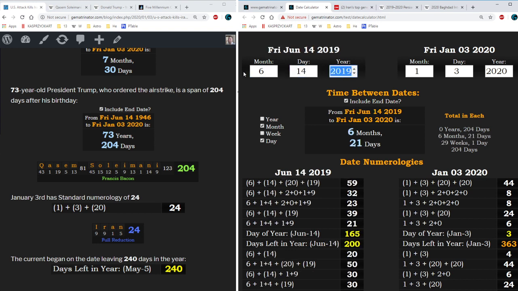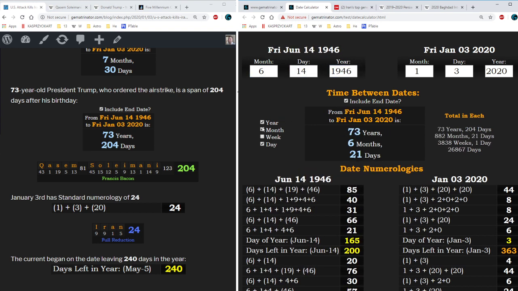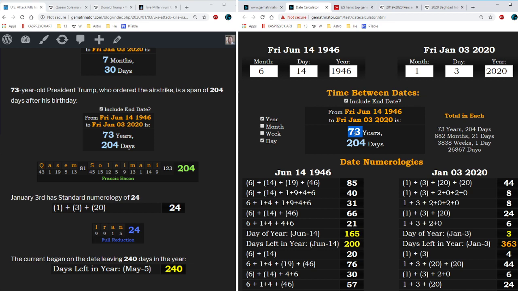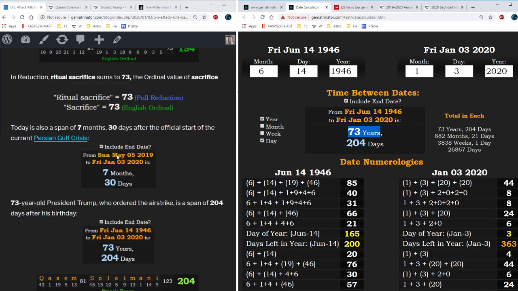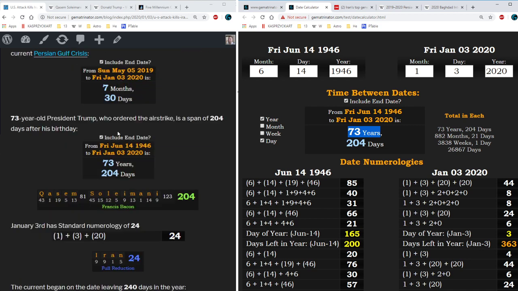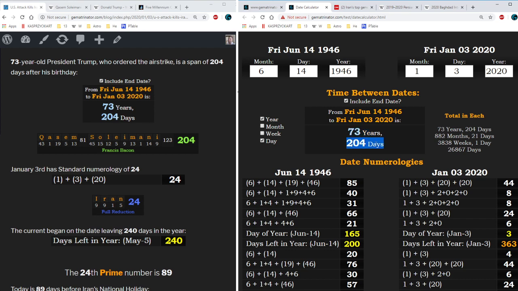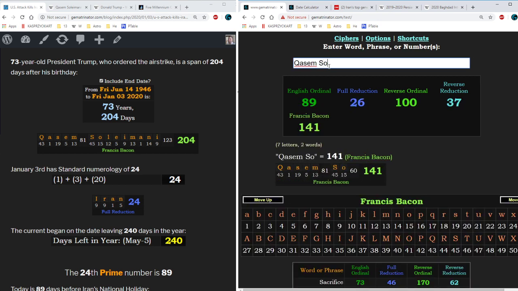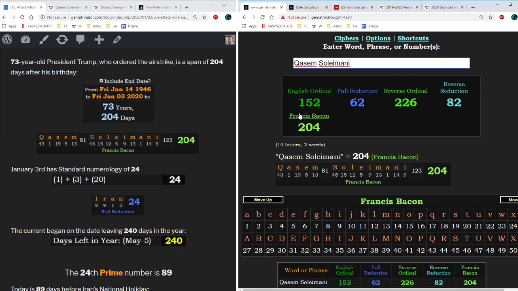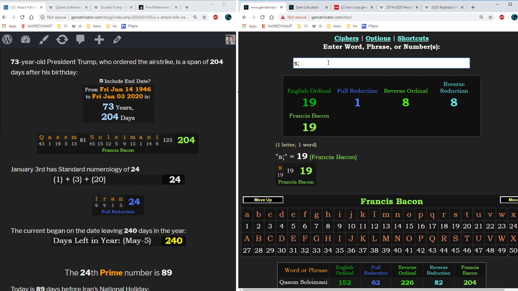Donald Trump was born on June 14th of 1946, meaning that not only is he 73 years old, aligning with the Gematria of sacrifice, the number of days since the beginning of the crisis, but he's also 204 days after his birthday. This stands out because with the alphabetic order, using capital letters, the name of the general killed in the airstrike sums to 204.